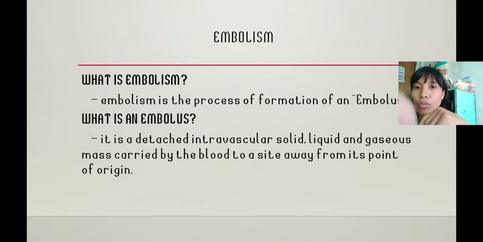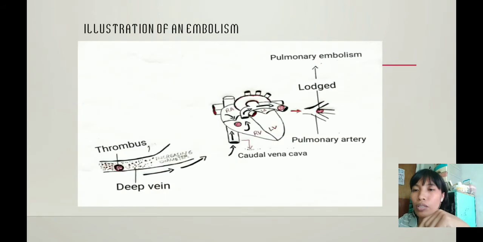Okay, so to discuss this further, we have here a diagram. Here on the left side, we have the deep vein, let's say a deep vein from the lower limb. And we can see here a solid mass, which I named thrombus. Why? Because thrombus is the most common cause of embolism.